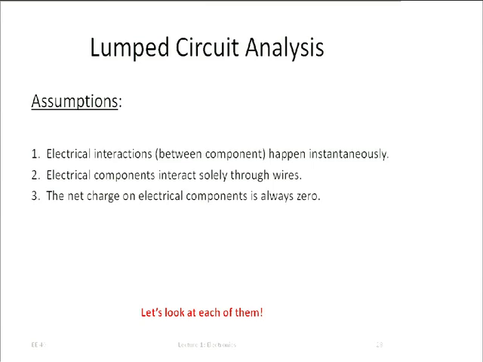Okay, so the second assumption we already said, that's the key assumption that we really are going to use all over: that electrical components interact solely through wires. And then the third one is almost always met, but for completeness we have to add it here also, and that is that the net charge on electrical components is always zero. We'll talk about each of them in detail now. But these are the assumptions, so if ever you wonder, something's not happening the way I think it's happening in my circuit, what could it be? Well, then you can go back to these assumptions and check each of them.